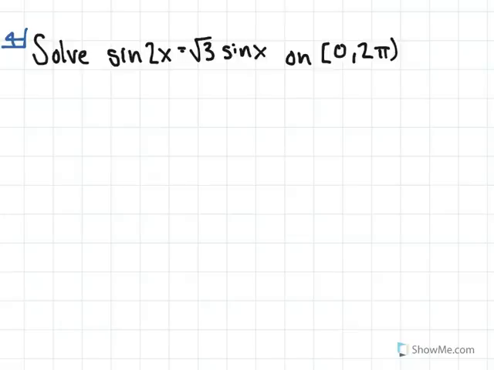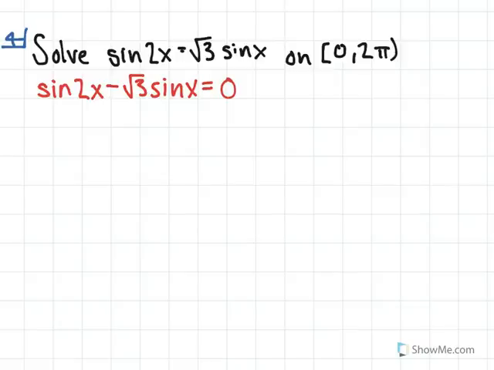In this problem, we want to solve sine of 2x equals root 3 sine x on the interval 0 to 2 pi. So first, as usual, we're going to put these all on one side. So we'd have sine of 2x minus root 3 sine x equals 0.